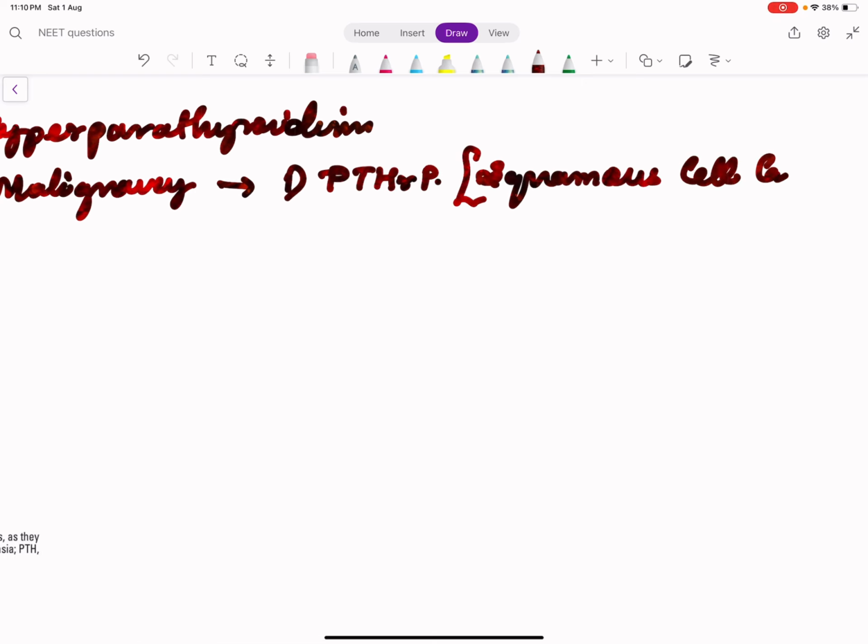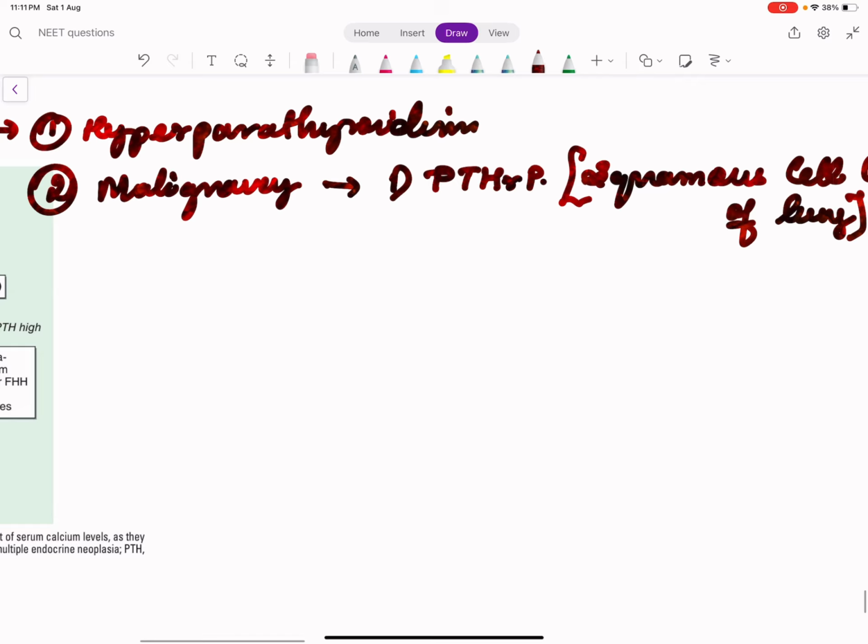Remember, small cell carcinoma of the lung is very important because most of the paraneoplastic manifestations are due to small cell carcinoma of the lung, except hypercalcemia, which is caused by squamous cell carcinoma of the lung. How does it cause? By parathyroid hormone related peptide.